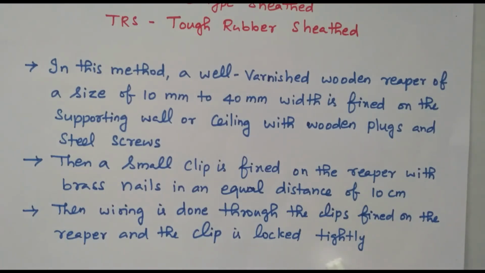So in the previous method the space is available in the casing. In that place the conductor is placed. Here the conductor is placed through the clips. After placing, the clip is locked tightly.